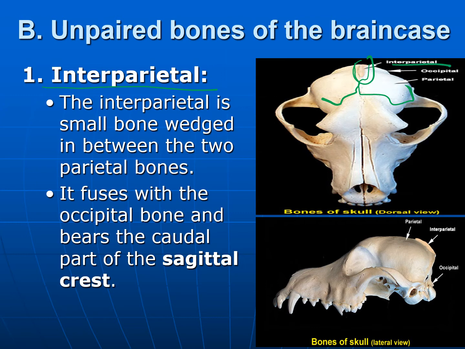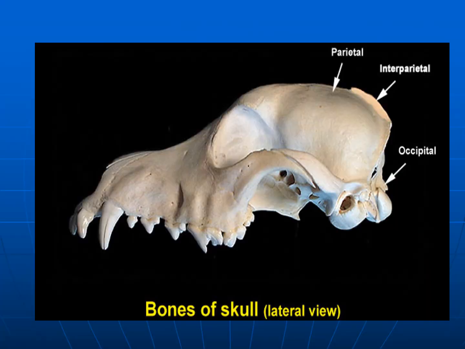The one that we have at this area here is the interparietal bone, a small bone which is found between the two parietal bones. It fuses with the occipital bone and pairs the caudal part of the sagittal crest. This is the area we'll talk about, which is the sagittal crest. So this is the bone here. We have the parietal, and this bone here is the interparietal bone.